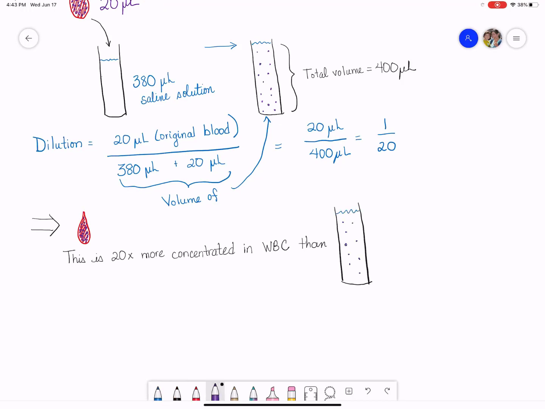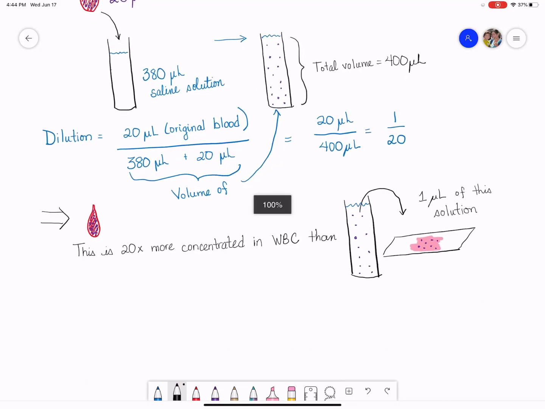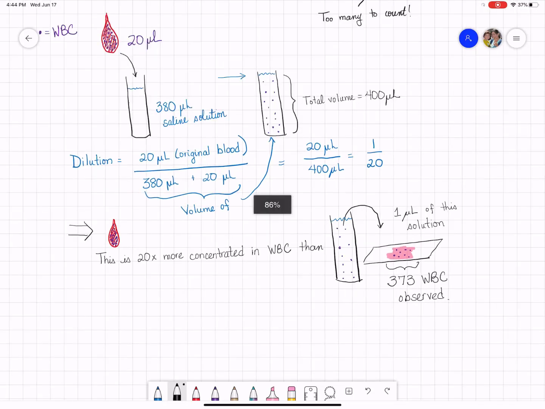But now what I'm going to do is take a microliter of that diluted sample and smear it on a microscope slide so that I can count the number of white blood cells that I see. Let's say I scan the smeared 1 microliter of diluted sample and I count 373 white blood cells on the microscope. How can I use that information to determine the actual concentration of white blood cells for this person?